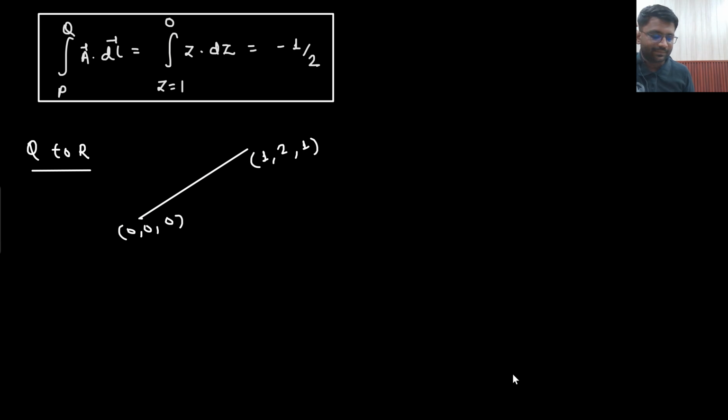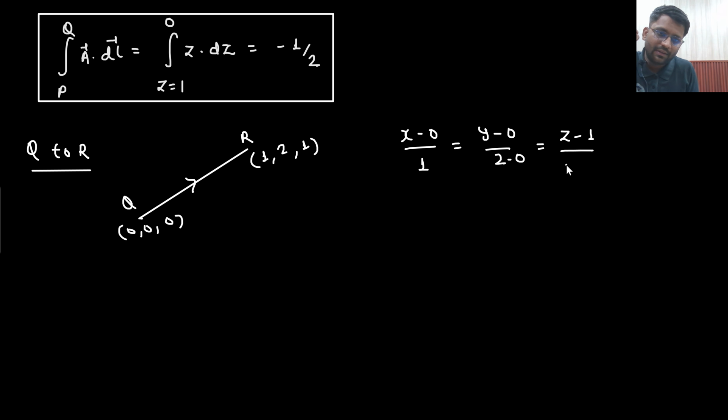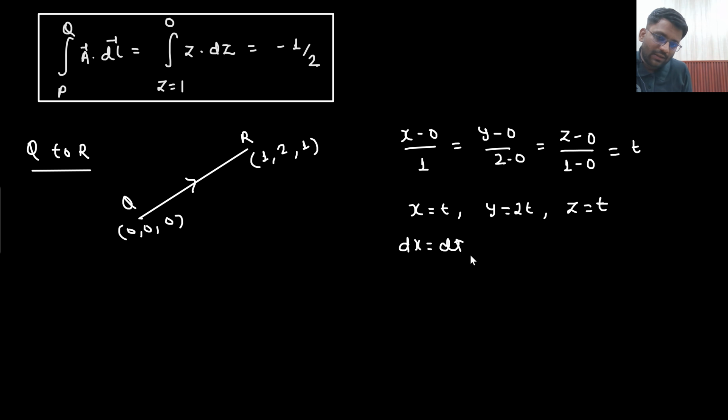So what will be the equation of line? Sir, Q to R. So this will become my x1, y1, z1, x2, y2, z2. X minus x1 upon x2 minus x1, y minus y1 upon y2 minus y1, z minus z1 upon z2 minus z1 equals t. Here also 0 will come. So x equals t, y equals 2t and z equals t. This is the scenario that you are getting. So dx is dt, dy is 2 dt, dz is dt.